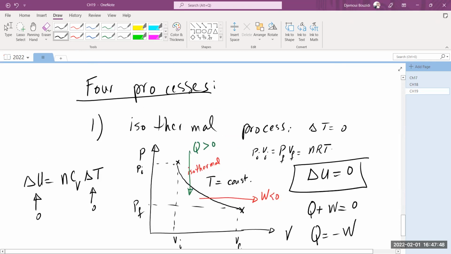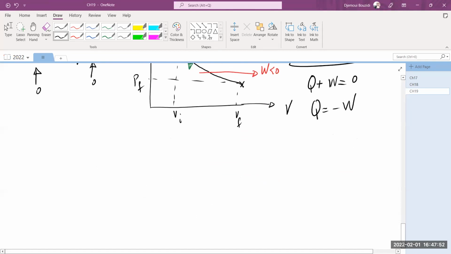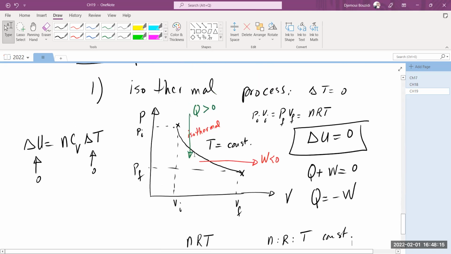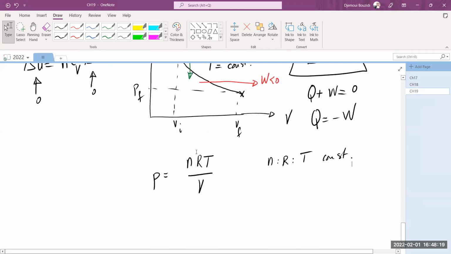Remember, the temperature doesn't change. The temperature is the same at any given point on this isothermal. So PV equal to nRT can be written as P equals nRT over V, where n and R and T, all of them are constant in this line. n is constant, R is constant, and T is constant, all of them. The reason why the last one is constant is because I'm dealing with an isothermal process, okay? I'm going from A to B.